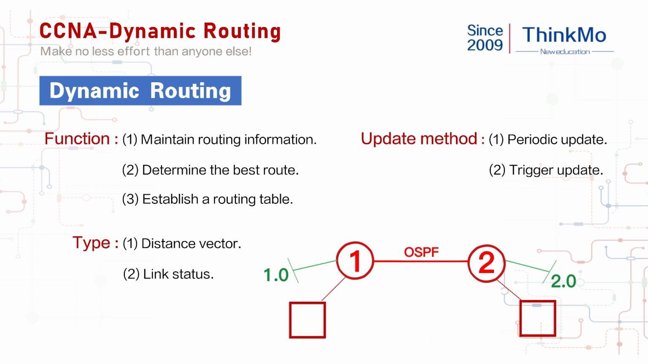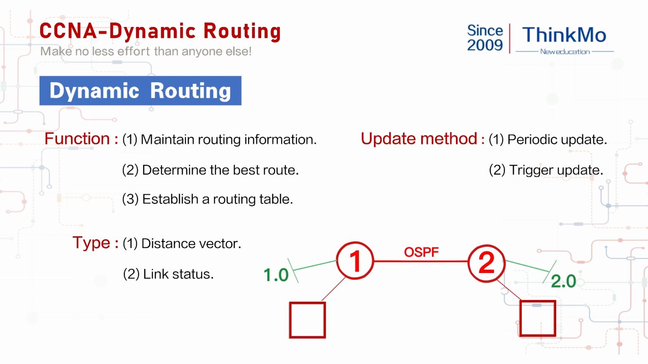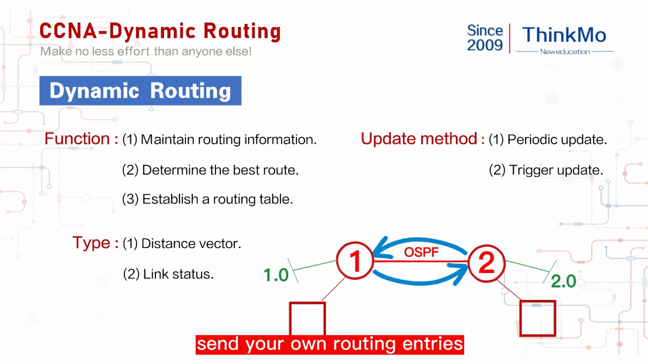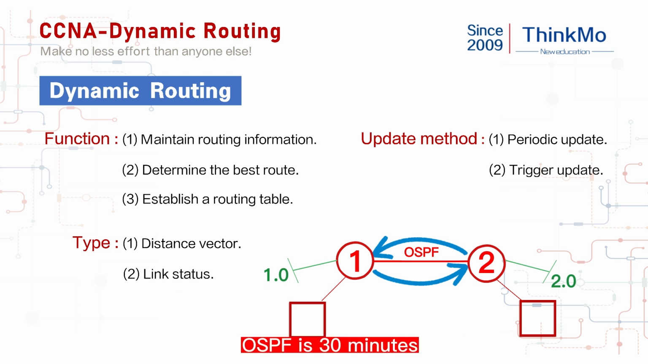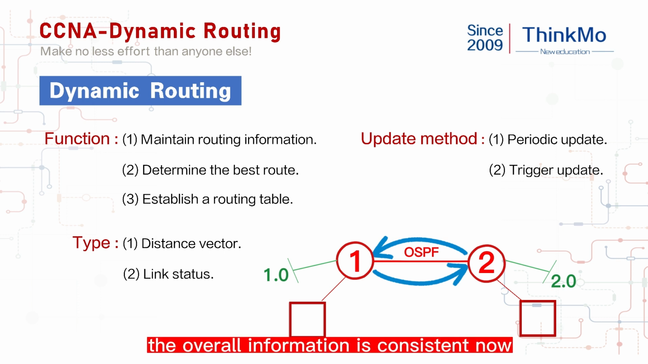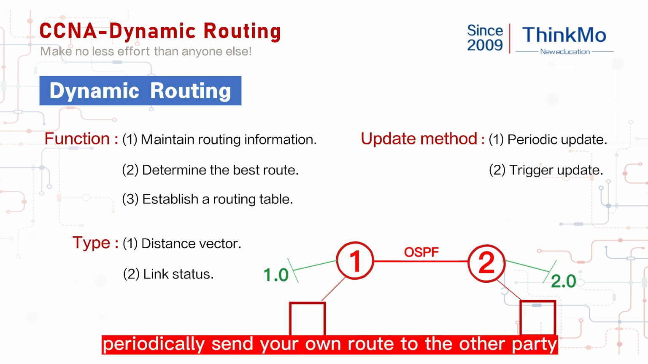After learning, it is equivalent to the stable operation of the routing protocol. The messages are all exchanged. They also periodically send messages to each other's devices, sending their own routing entries. OSPF is 30 minutes, because it is necessary to make sure that the overall information is consistent. This is called periodic update. Periodically send your own routes to the other party.